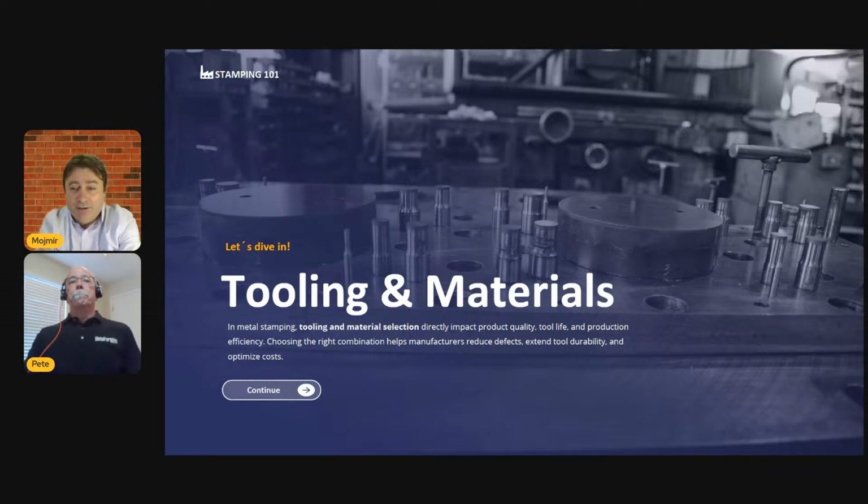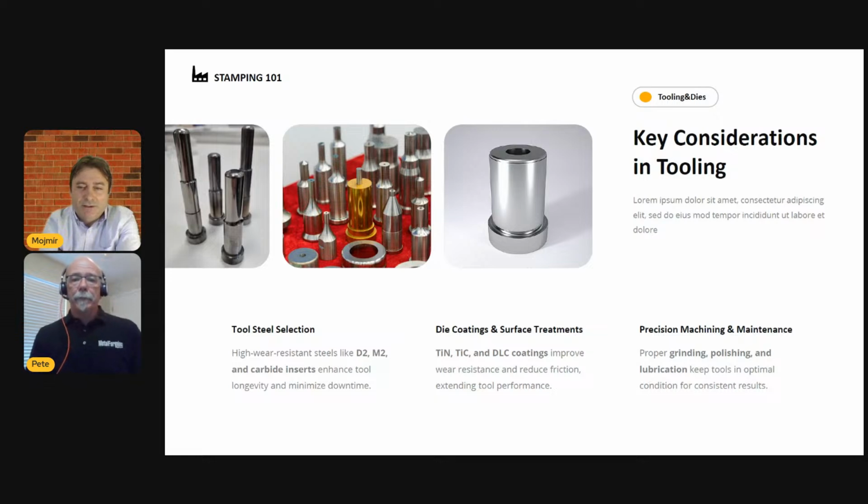So in metal stamping, tooling and materials selection directly impact product quality, tool life, and production efficiency. Choosing the right combination helps manufacturers reduce defects, extend tool durability, and optimize costs. So with that in mind, I'll hand it over to Peter Ulintz, who will dive deeper into this topic and share valuable insights from a design perspective. So go on, please, Pete.